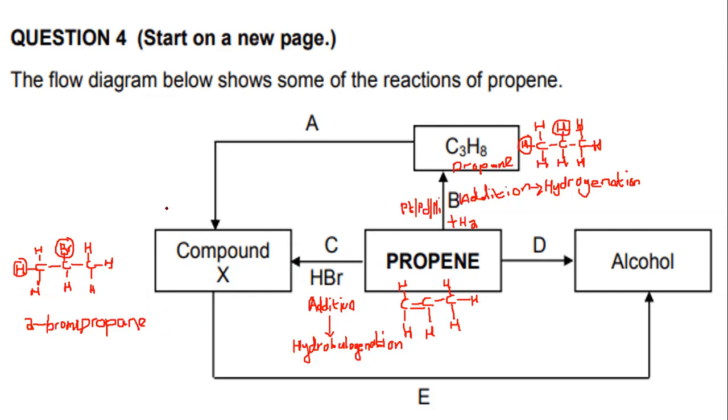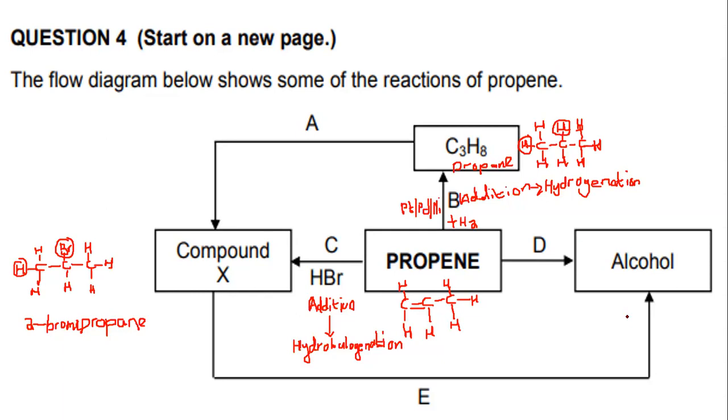So everything is correct. We know the reactants, the products, the type of reaction, the type of addition reaction, as well as the conditions. Then we are going to look at reaction D. When we look at reaction D, we can see that propene is being turned into an alcohol, or simply compound X is being turned into an alcohol, but that is then through reaction E. So to make it easy for you, my dear learners, we can just look at reaction D.